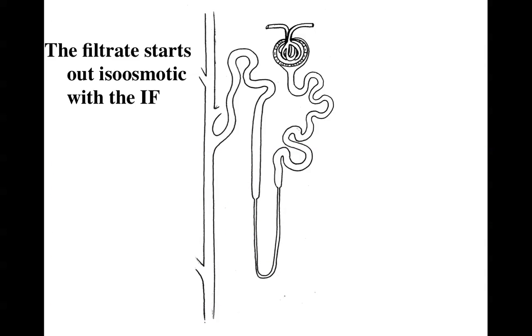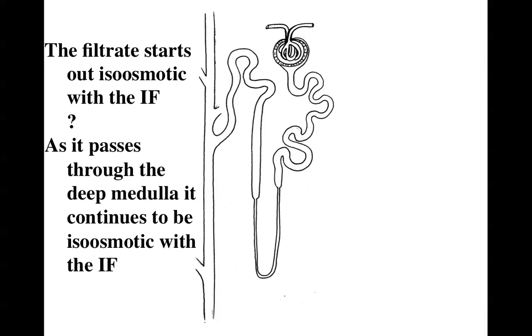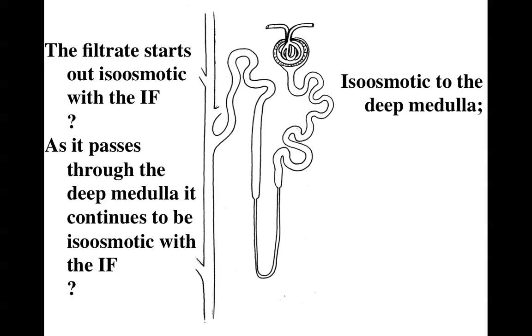Okay, so the filtrate starts out as it enters into the nephron loop isoosmotic with the interstitial fluid at 300 milliosmoles. As it passes through the deep medulla, it continues to be isoosmotic with the surrounding interstitial fluid, so it dips down to about 1200 milliosmoles, and you can look at the details why. It's because it's released a lot of water.